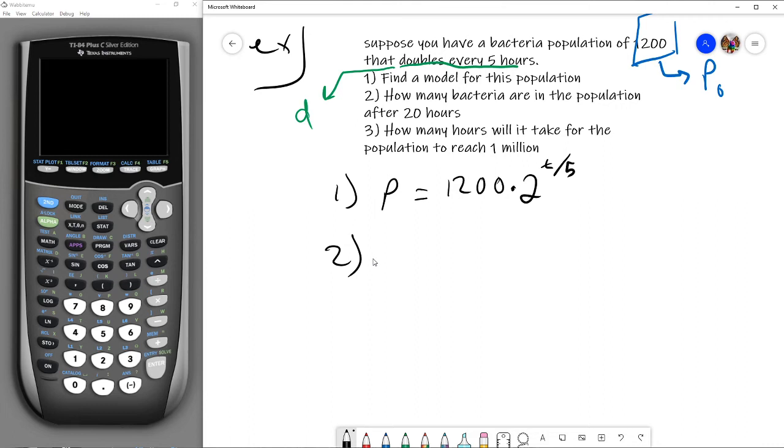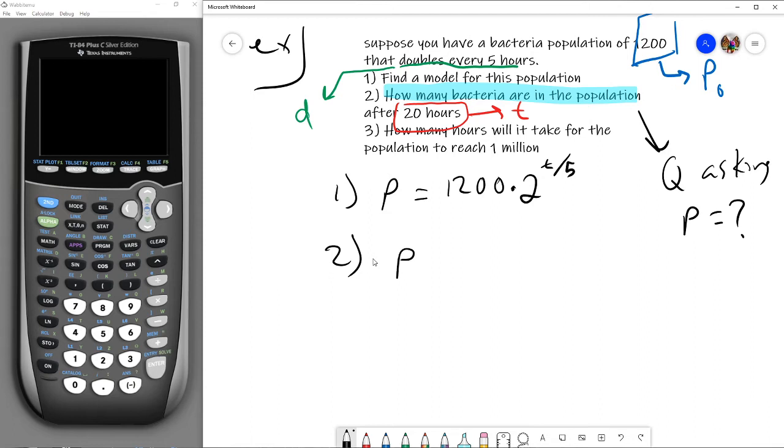Now to answer question 2, we're given this 20 hours here. So this is a value for time. And when it asks how many bacteria are in the population, this is a question asking what does P equal? Okay. So when it's asking how many bacteria are in the population, we are looking for what P is equal to.